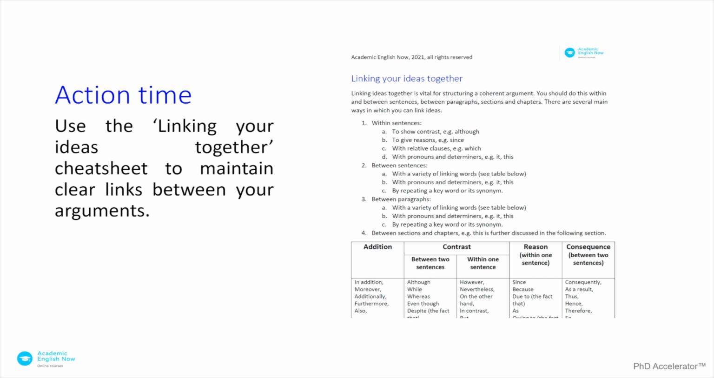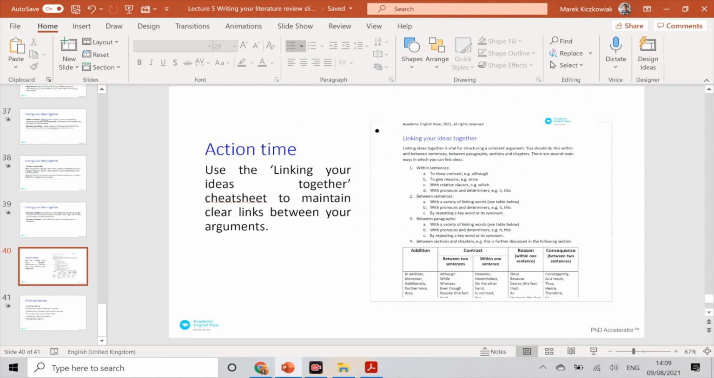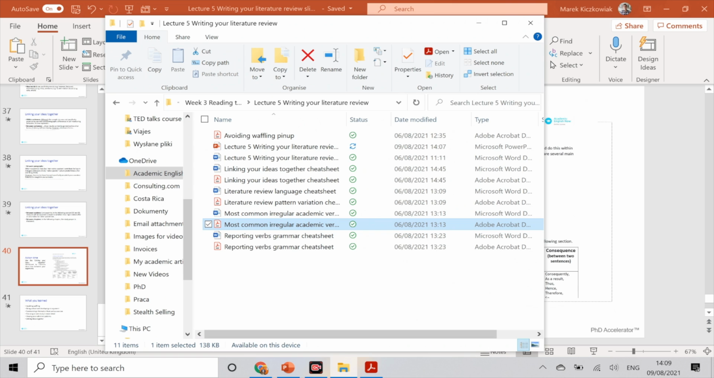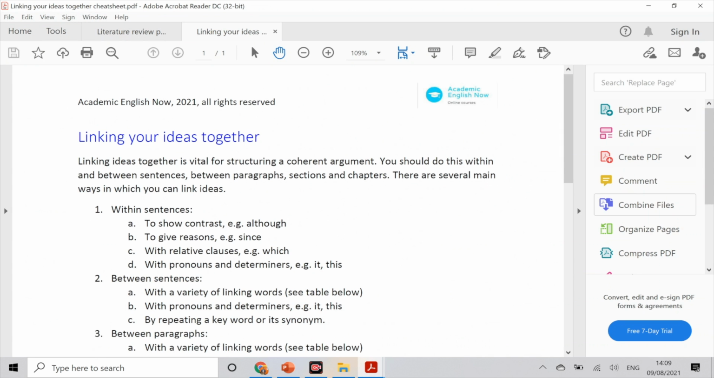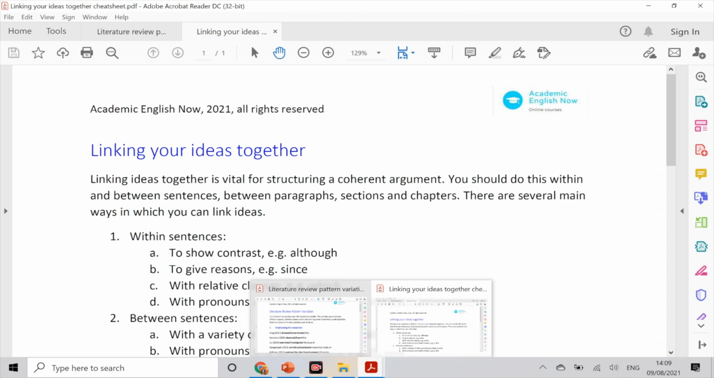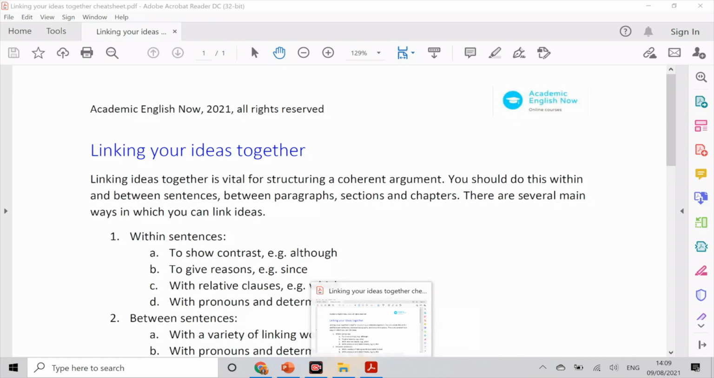So I prepared another cheat sheet for you, and it's called Linking Your Ideas Together cheat sheet, to help you consolidate that, really. And it's a PDF document, right? I'll pull it up for you here on the screen. You can download it from the resources section above this video, right?